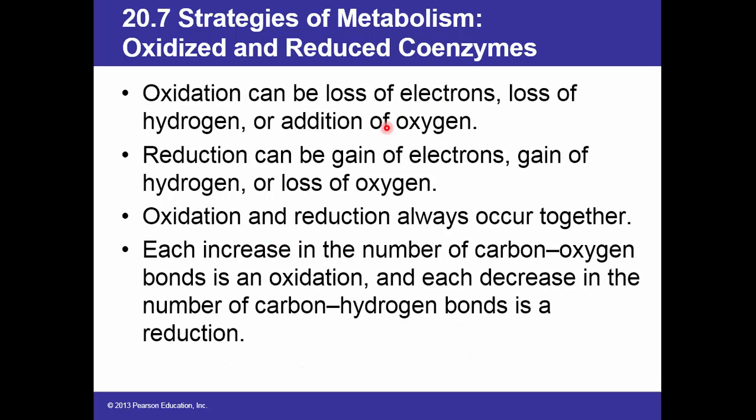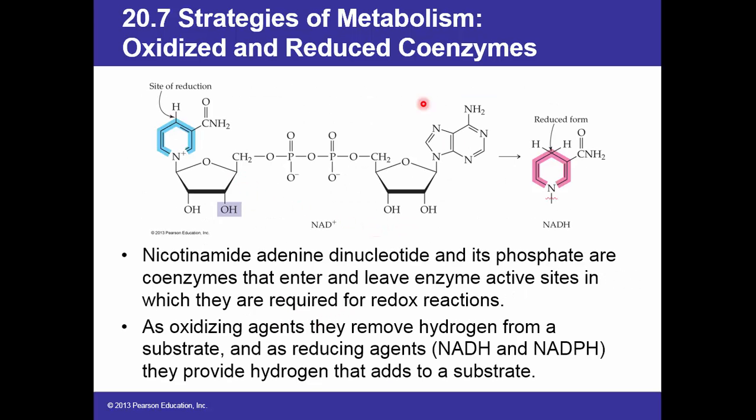Oxidation can be loss of electrons, loss of hydrogen, or addition of oxygen. This is the meaning of oxidation, whereas reduction can be gain of electrons, gain of hydrogen, or loss of oxygen. Oxidation and reduction always occur together. Each increase in the number of carbon-oxygen bonds is an oxidation, and each decrease in the number of carbon-hydrogen bonds is a reduction.